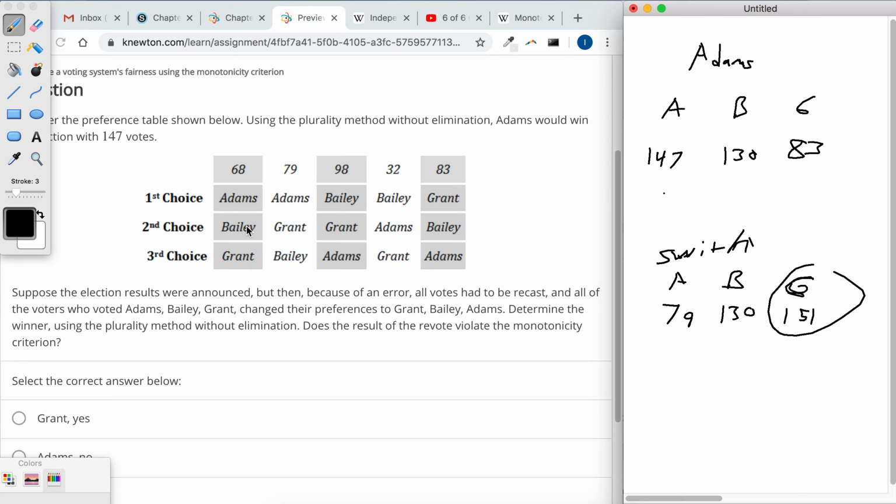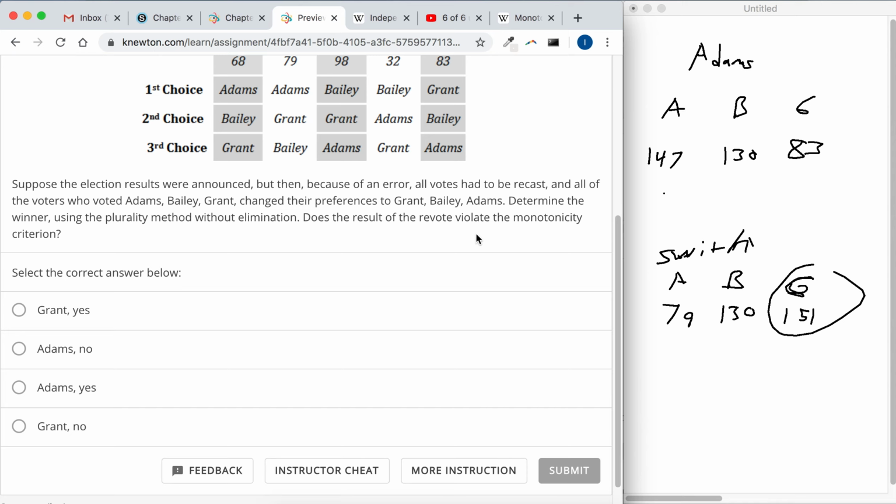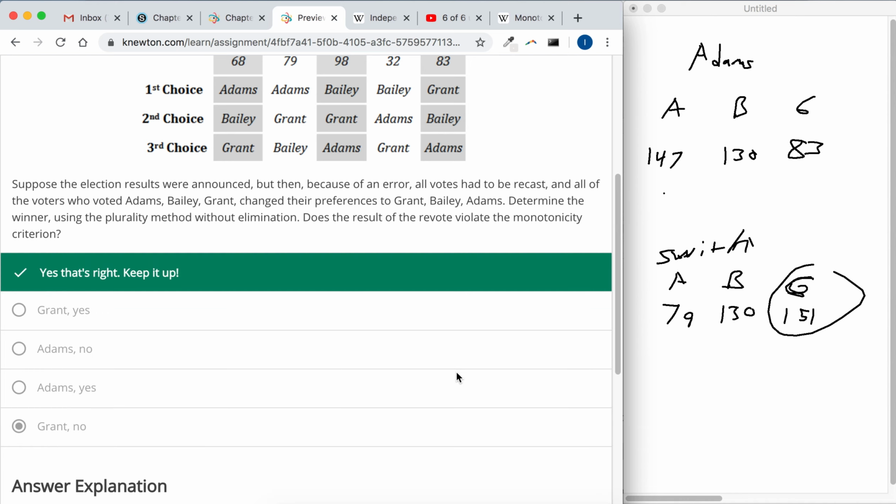that makes sense. So in other words, Grant was losing before. Grant went up in 68 of the ballots, so Grant was winning. That checks off the monotonicity criterion. Does it violate the monotonicity criterion? No. We need to determine the winner after the switch was made. So Grant was our winner.